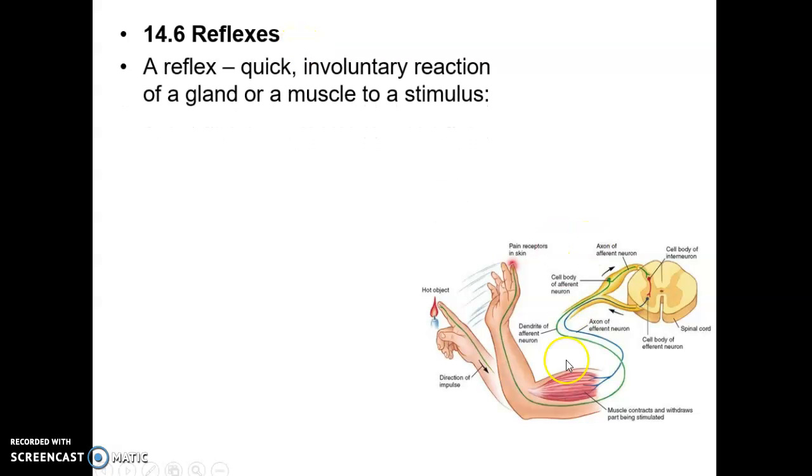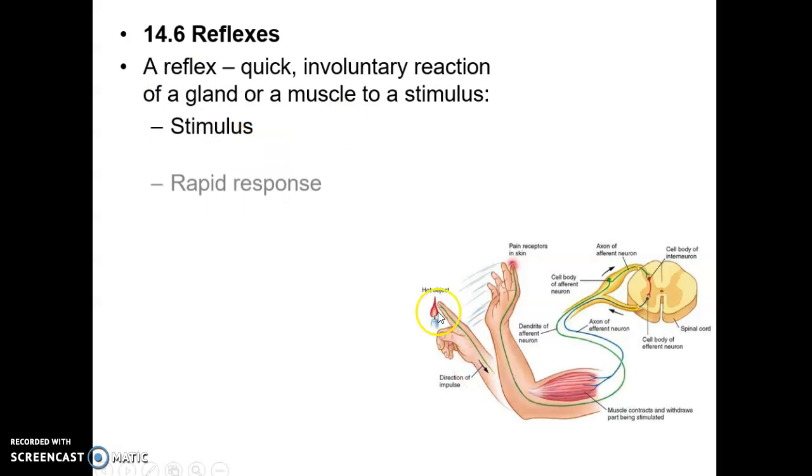Okay, reflexes. A reflex is a quick, spontaneous, involuntary reaction of a gland or a muscle to a stimulus. Yes, you do have conscious awareness of what's going on, like, ouch, that hot flame, but let's say you touch the hot flame without seeing it first, like you're reaching over to grab something and you accidentally get your finger too close to the hot flame. You will be yanking your hand back as you are consciously thinking, what the hell was that, right? So it's a quick, involuntary reaction to some stimulus.